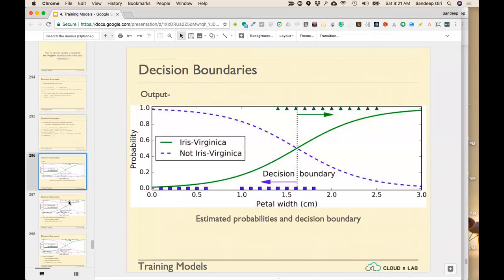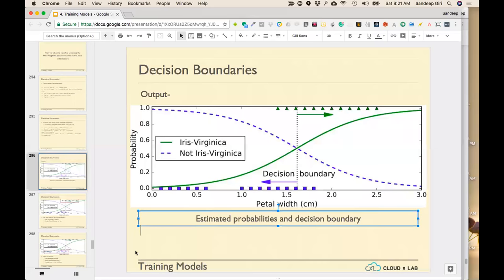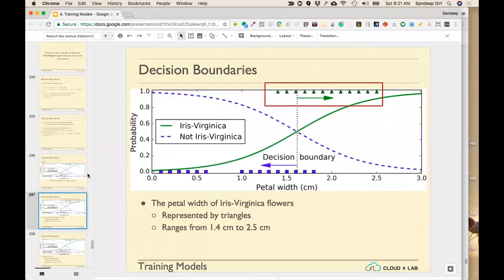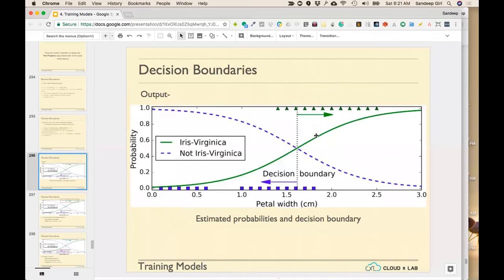Now, these are the estimated probabilities that we are showing you in the Jupyter notebook as well. On the y-axis are the probabilities, and on the x-axis is the petal width. If the petal width is smaller, the chance of it being Virginica is lower, as per our model, while the actual instances with respect to the petal width are like this.